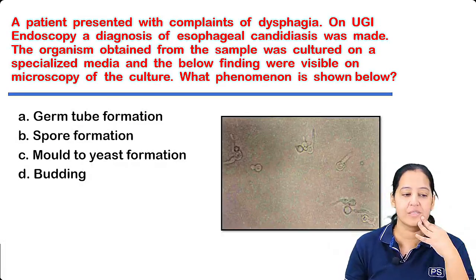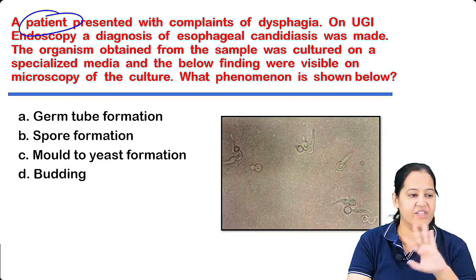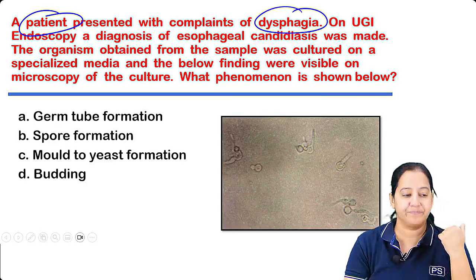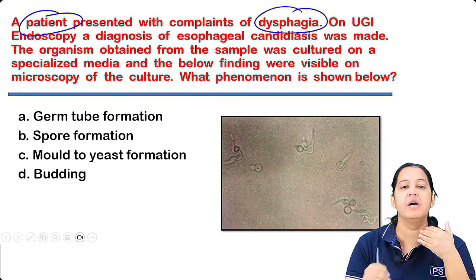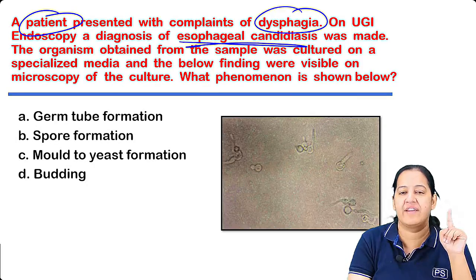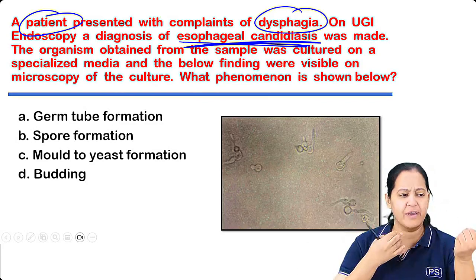Okay, come on, tell me quickly. So read the question. There is a patient. Take the clues. Age is not given. Gender is not given. There is a patient having dysphagia. What is dysphagia? Difficulty in swallowing. So there may be some problem in the esophagus. Endoscopy shows esophageal candidiasis. Have I taught you Candida can occur in any organ from head to toe? It is in the esophagus. It can be anywhere.